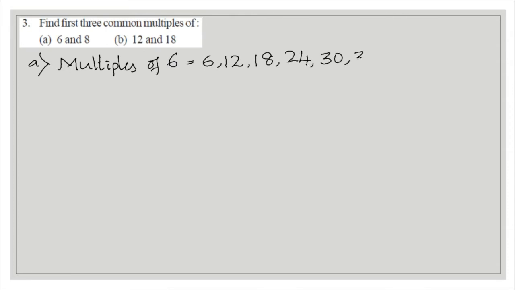Question 3 is related to multiples. We need to find the first three common multiples of 6 and 8. As we were doing for the factors, we will follow the same method. First we will write down the multiples of 6. The multiples of 6 are 6, 12, 18, 24, 30, 36, 42 and so on. Let me write some more so that we will be getting more numbers.